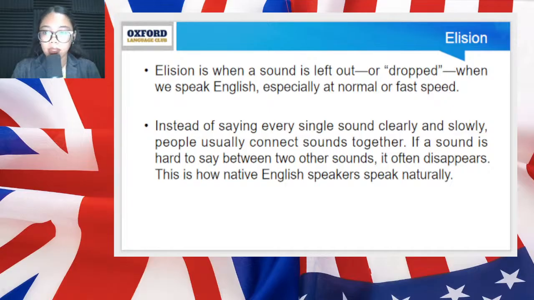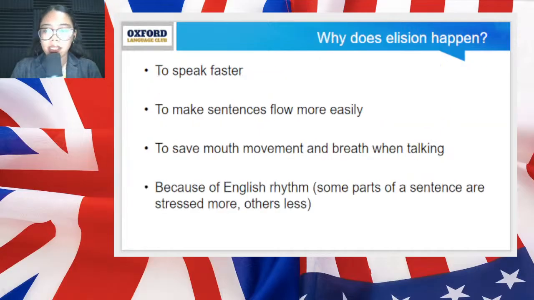All right. Now, why does elision happen? I've already mentioned it a while ago, but let's try to mention it here again. First, of course, it is to speak faster. Again, to speak faster, meaning that when sounds are dropped, we can simply say words more quickly.